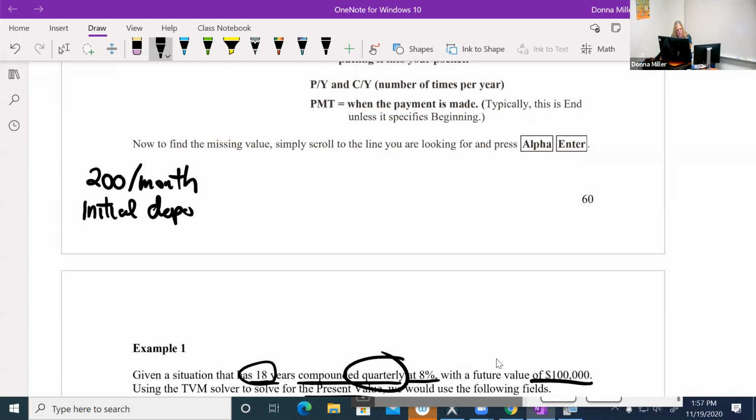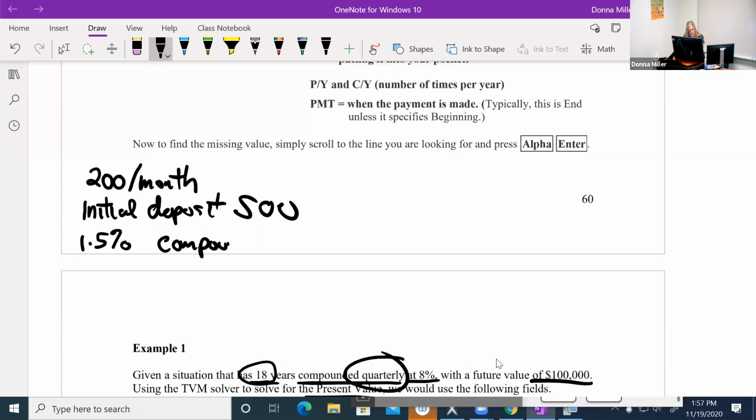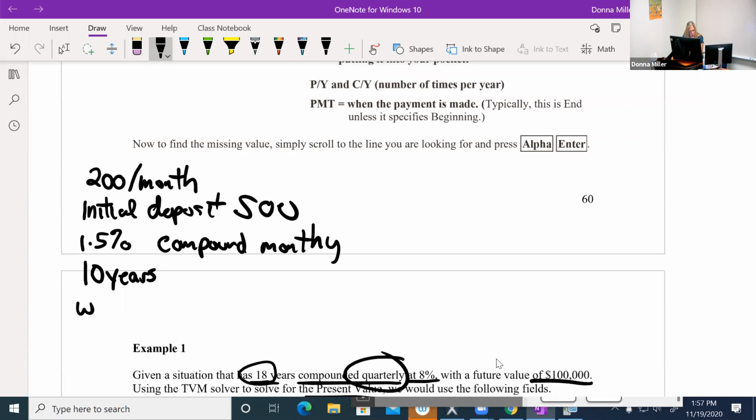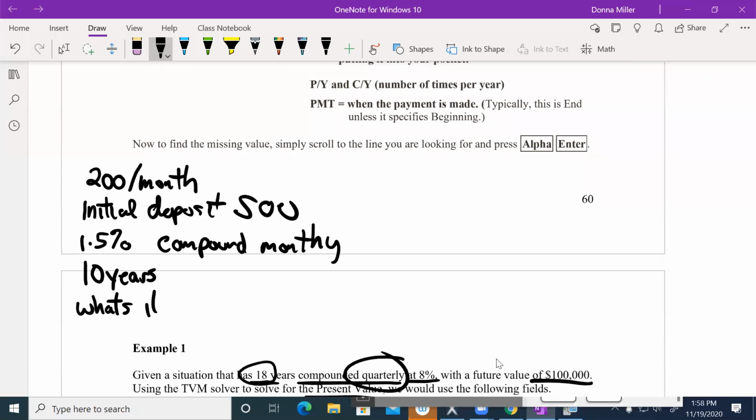And I'm going to pay $200 a month. What percent interest can we get? Let's do a whopping 1.5% interest. That's a really good rate these days. We'll compound monthly. And how long do you want to put it away for? 10 years. So we'll figure out what it's going to be worth in 10 years.